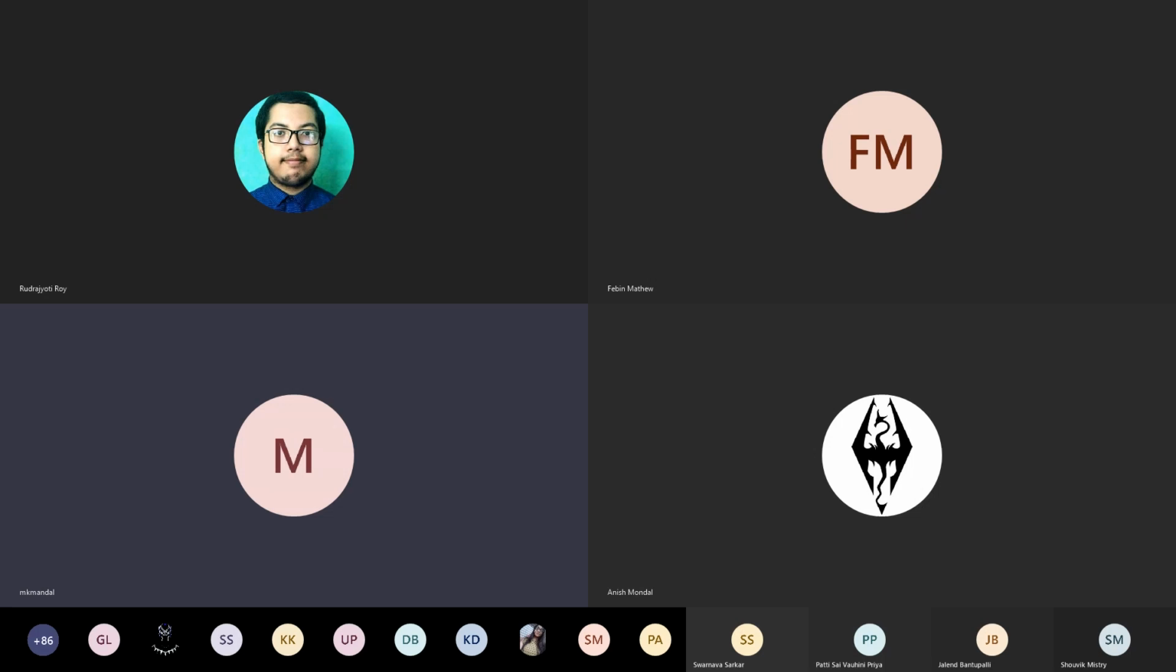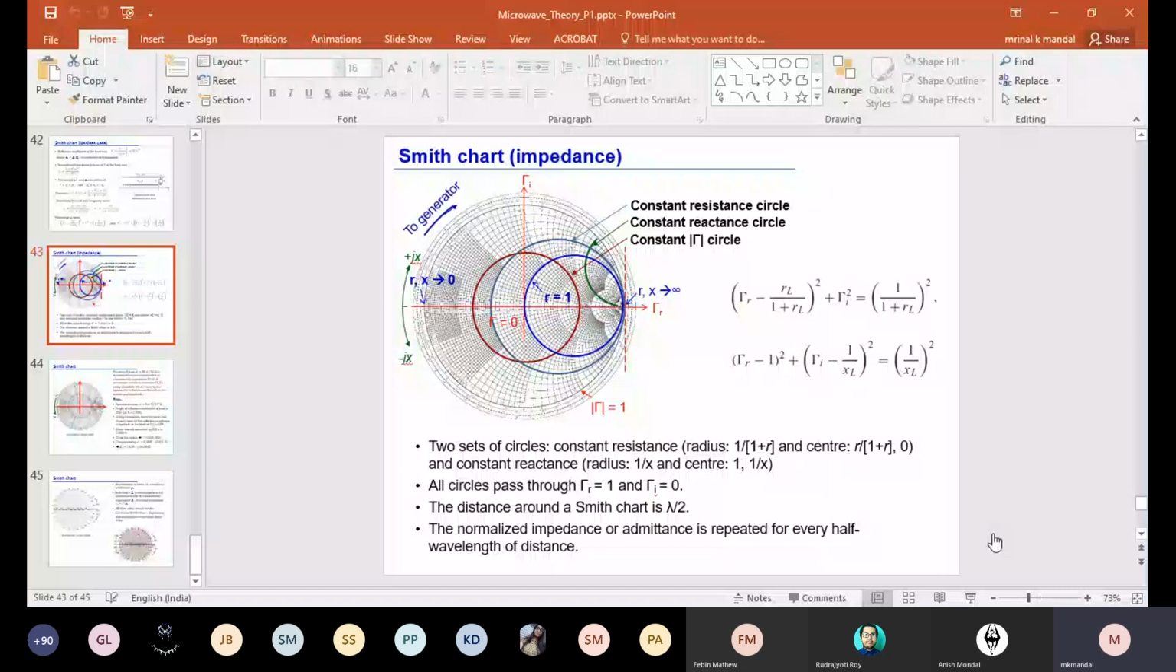So last day we were discussing the Smith chart and some of its basic properties. Let us go to the recapitulation first. We can represent the reflection coefficient and its relationship with the load in the Smith chart.